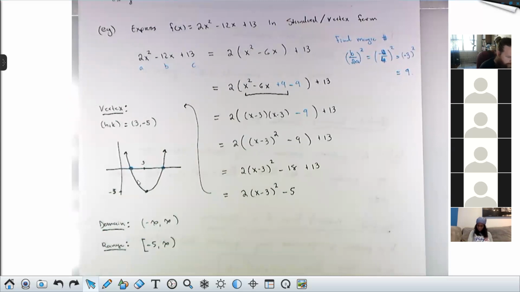Which one is that? Switch graph, find domain range. Sure, let's do this one.